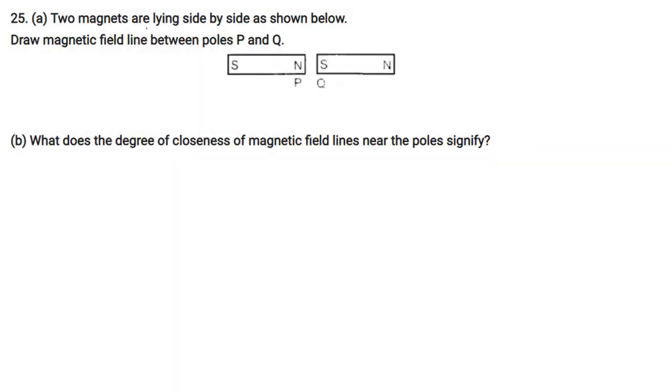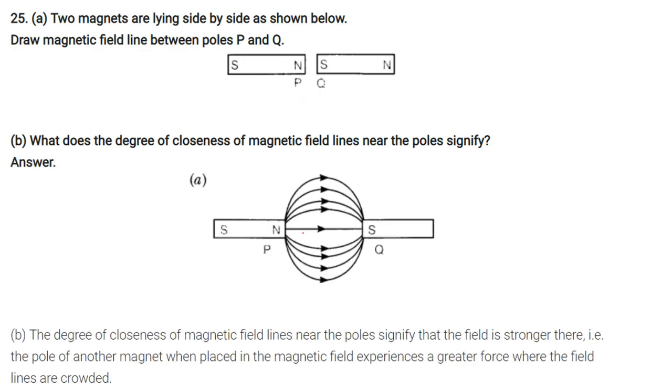Two magnets are lying side by side like this. Draw a magnetic field line between poles P and Q. The situation will be like this. We always know the field lines start from N and go to S, start from S and go to N like this, and you can spread them out like this also.